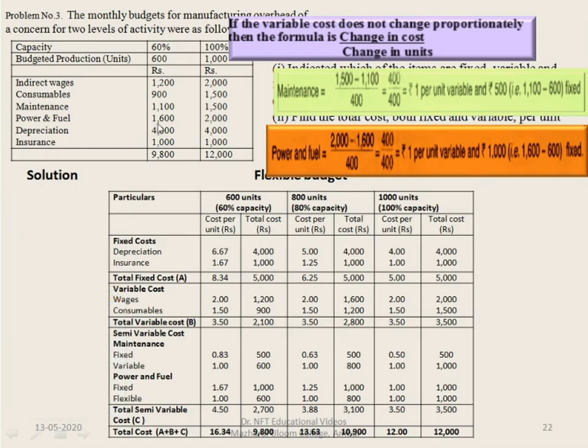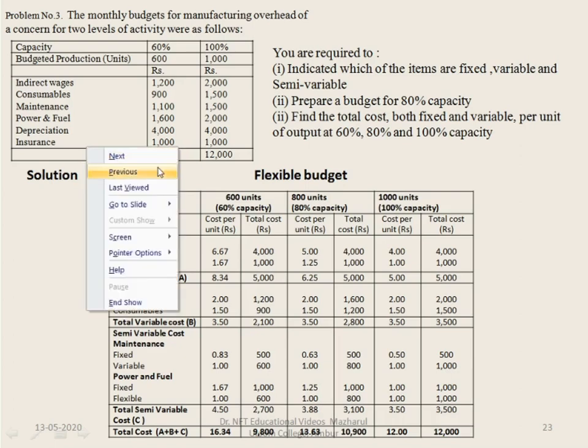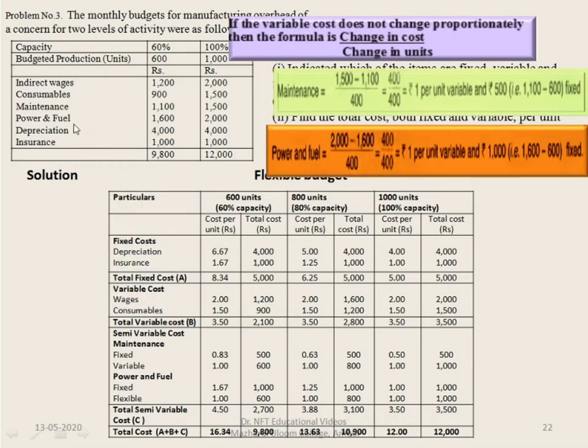Power as well as maintenance, if you divide by 600, it's neither a variable cost nor a fixed cost. So it's a semi-variable cost. Now you have to find out how much is fixed and how much is variable. In that case, we have to apply the formula.